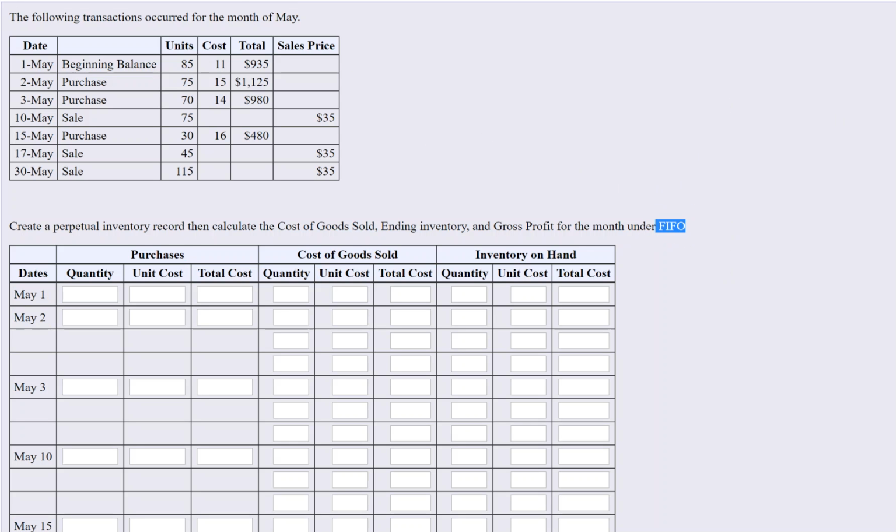So what we're trying to accomplish here real quickly is to determine the cost of the merchandise that we sell and also the inventory that we have on hand at any particular point. And the reason why we have these cost flow assumptions, FIFO, LIFO, weighted average, etc., is because in the real world it's impossible to keep track of the cost of the inventory that we have.